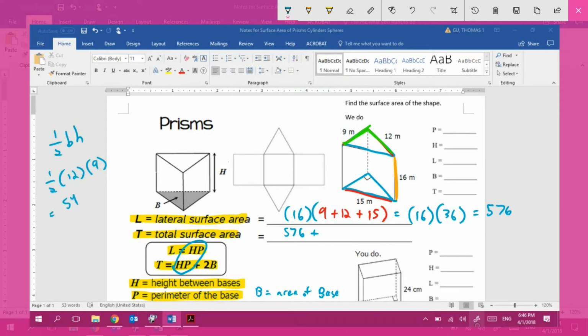Okay, so my formula is going to be plus 2 times the base, which is 54. So plus 2 times 54. All right, so now we just plug this straight into the calculator. 576 plus 2 times 54. Put that in the calculator, and what do you get? 684. And what are my units? It's meters. We're talking about area, so meters squared. Bam, there it is. So that was our we do example, and now you guys do the you do example right down there.